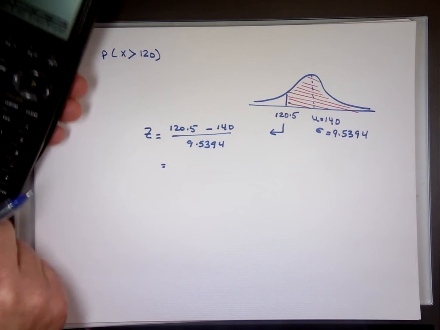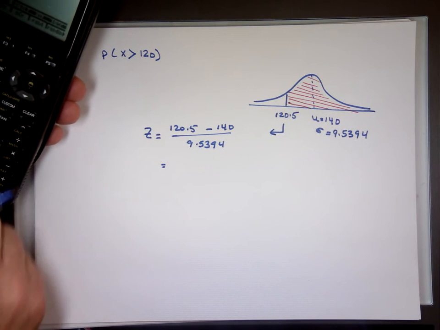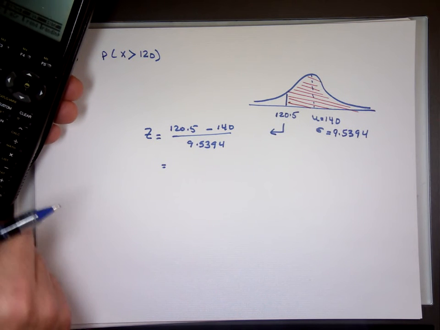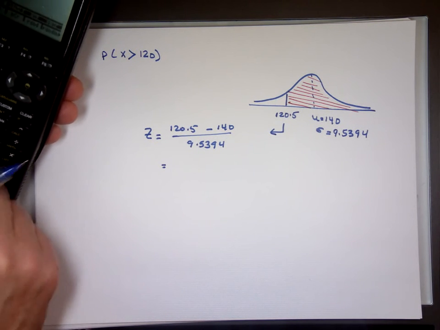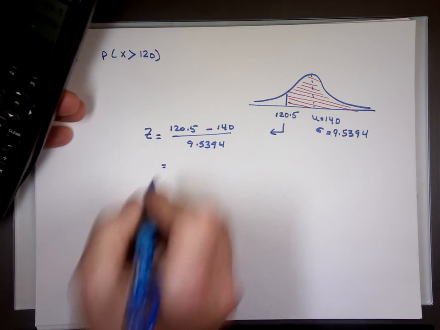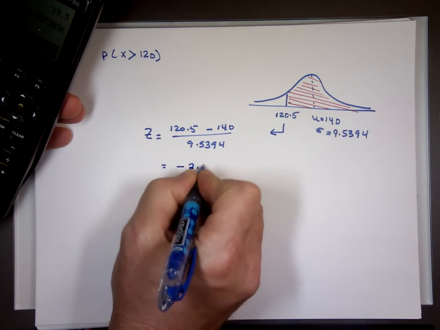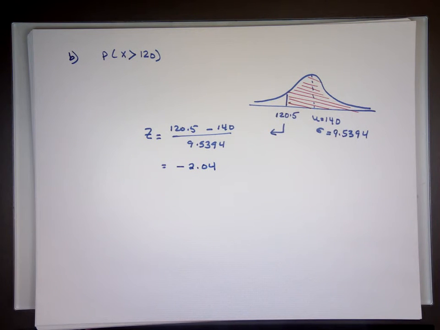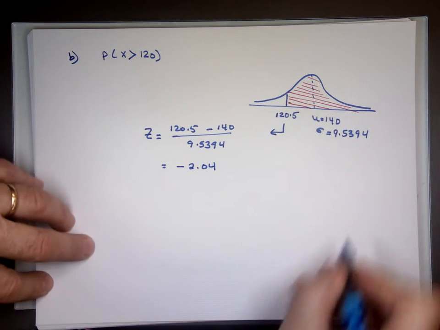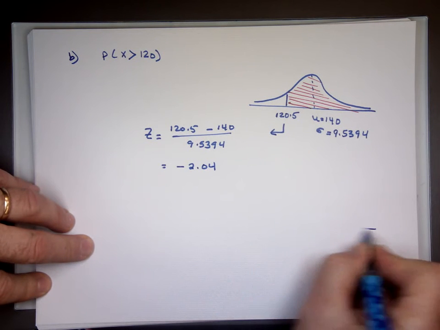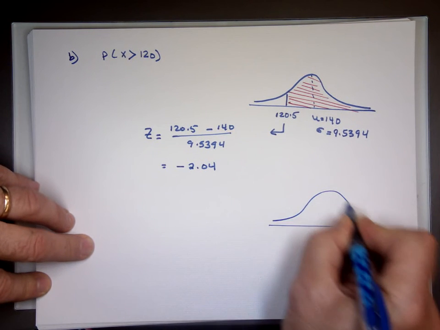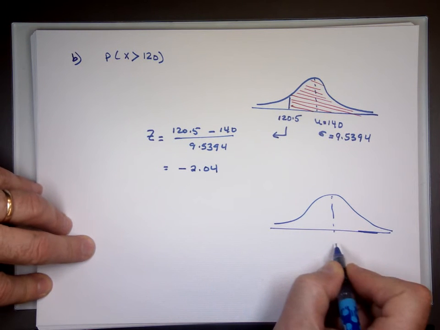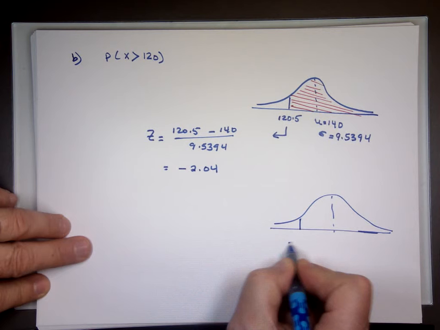$120.5 minus 140, divided by 9.5394, and it's negative 2.04. I'm looking to the right. This is the negative 2.04.